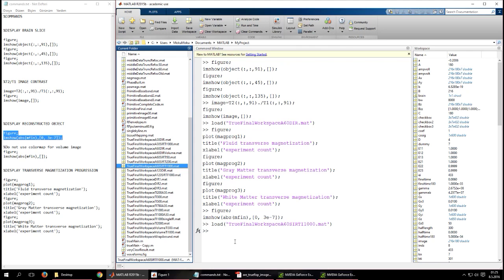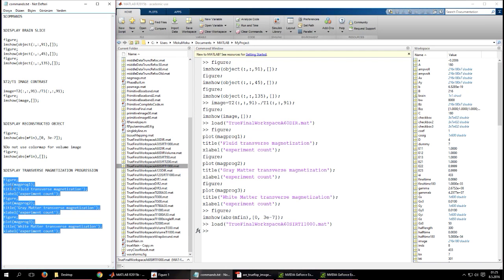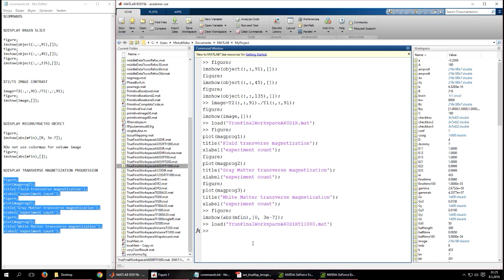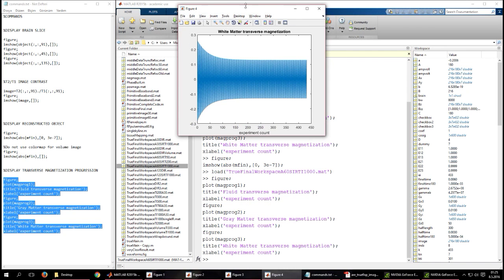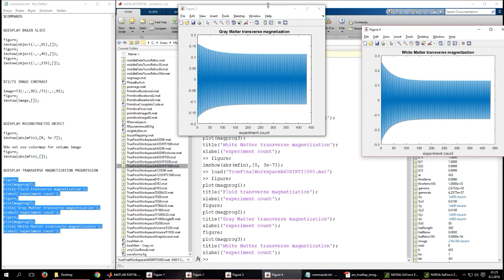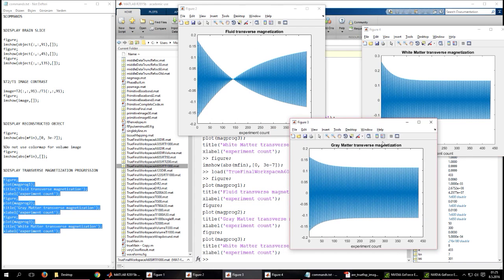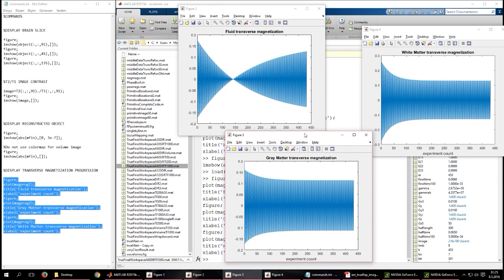In this case, the fluid's longitudinal magnetization will not even recover to a positive value when the signal acquisition is started, and as a result, until 1/3 of the experiment is complete, its phase will be opposing the gray matter and white matter and will make a destructive contribution.